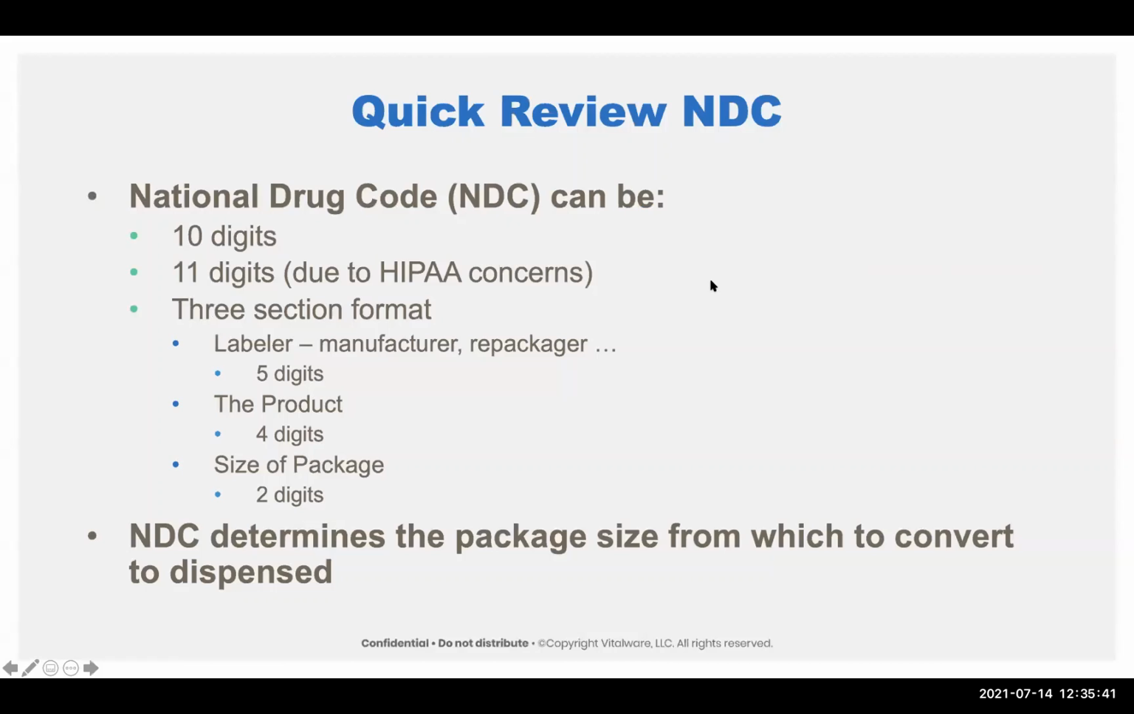So what is an NDC? An NDC is 10 or 11 digits. They became 11 digits due to HIPAA. The first 5 digits are the labeler, the next 4 are the product, and the last 2 are the size of the package. So you can have the first 9 digits be totally fine, and the last 2 digits, which determine the size of the package, be off, and it's a whole different drug for billing purposes.